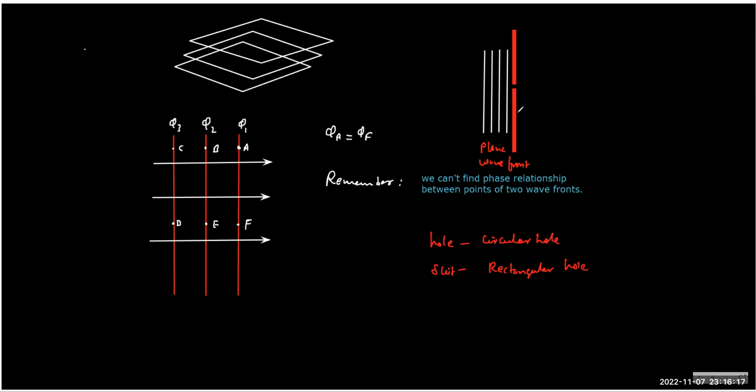So in YDSE, what kind of hole do we create, guys? We create a slit. So the name is now Young's double slit experiment. So what Young did, he made two cuts. Which kind of cut? Rectangular cut. But what was the purpose of a rectangular cut? To create two secondary line sources.